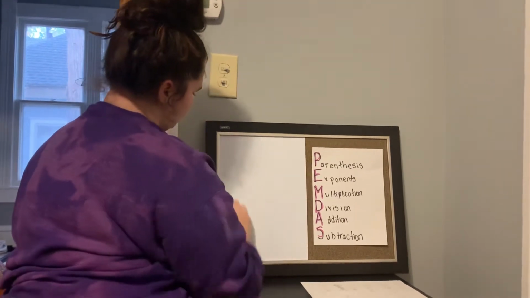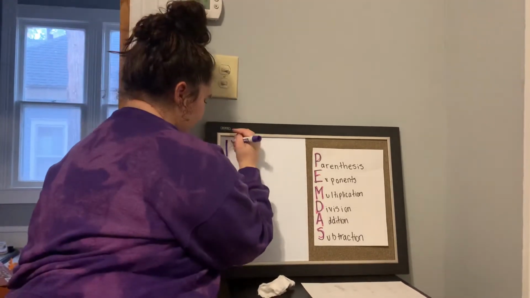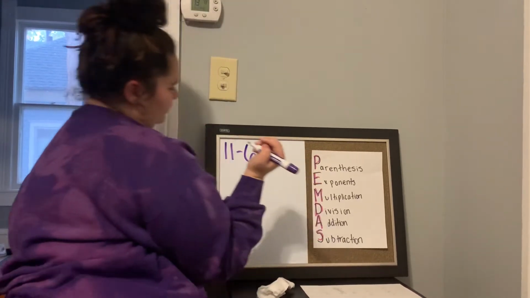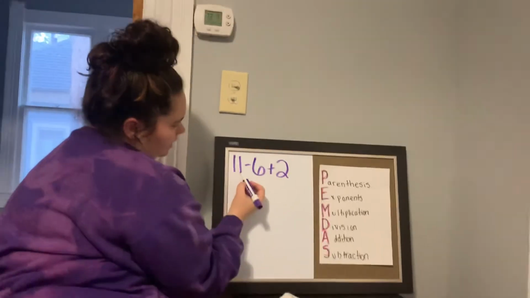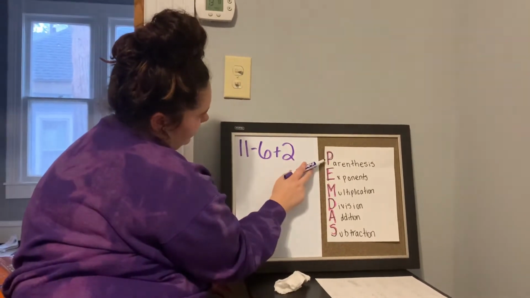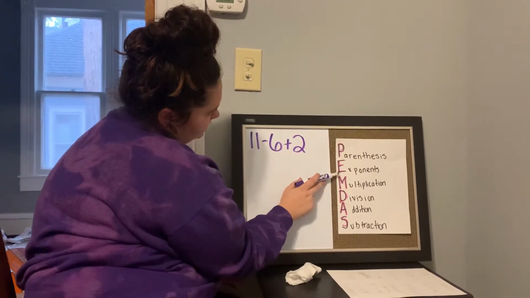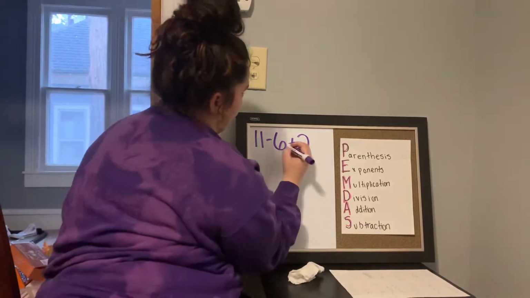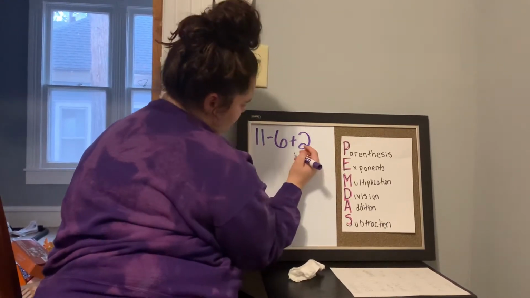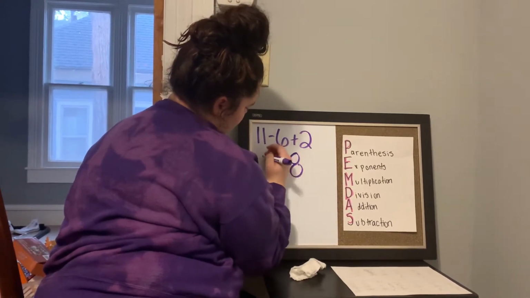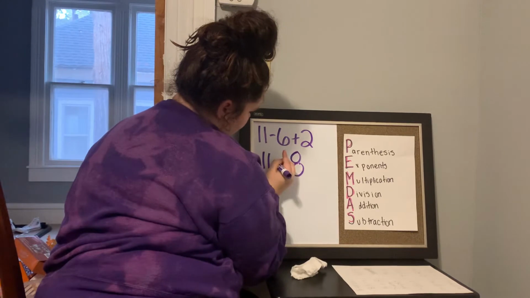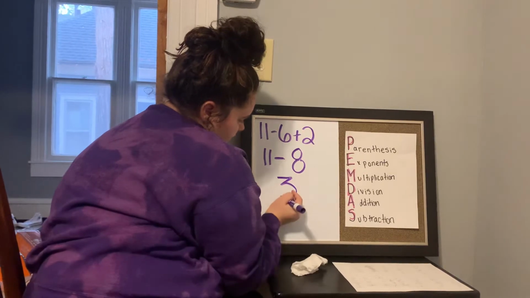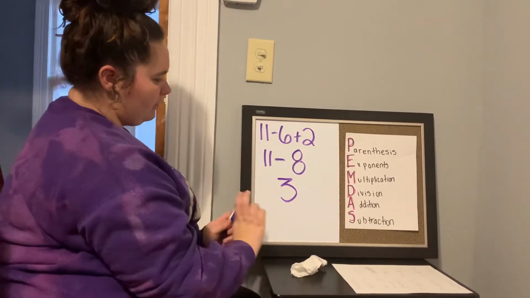Okay, so now we're going to switch up the order a little bit and see if we can figure this out. So we have 11 minus 6 plus 2. Okay, so 11 minus 6 plus 2. We don't have any parentheses, exponents, multiplication, division. But we do have addition, right? So we have 6 plus 2, which is 8. Now we bring this down. We have 11 minus 8, right, which is 3. So there's our answer for that one.